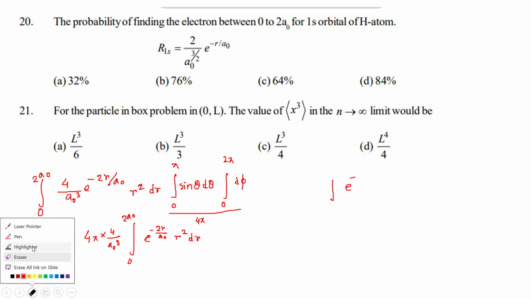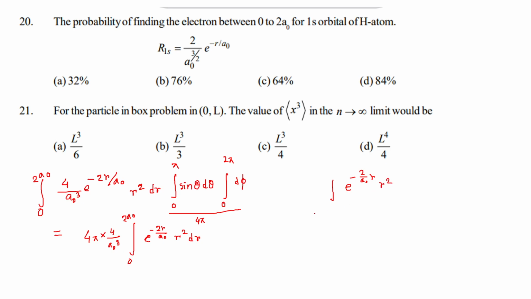I can do it outside that, 2 by r square. We have to do integration by parts obviously. So for that we have r square e to the power minus 2 by a0 r dr, then minus 2r e to the power minus 2 by a0 r dr.